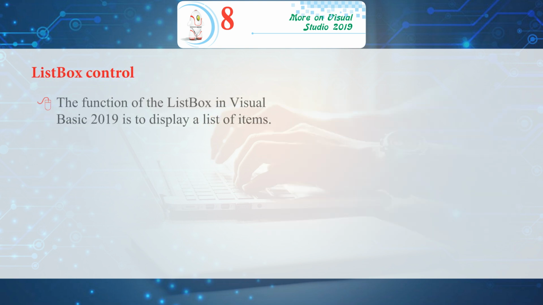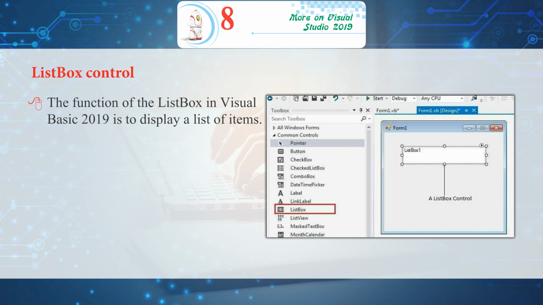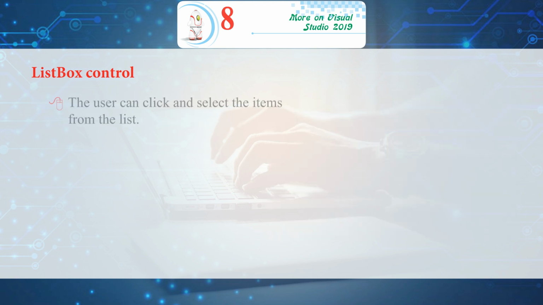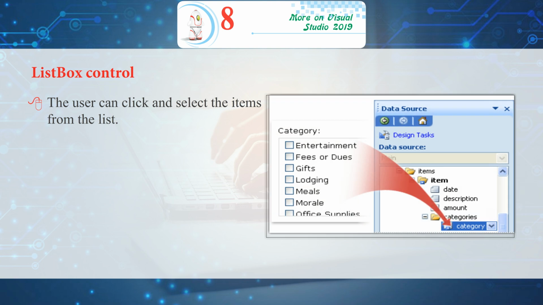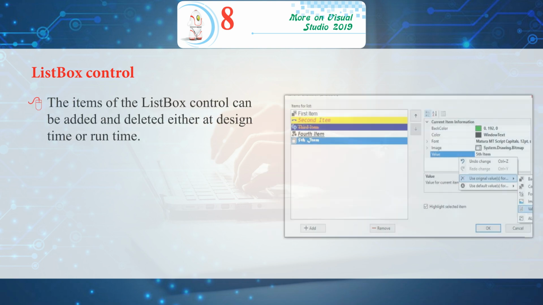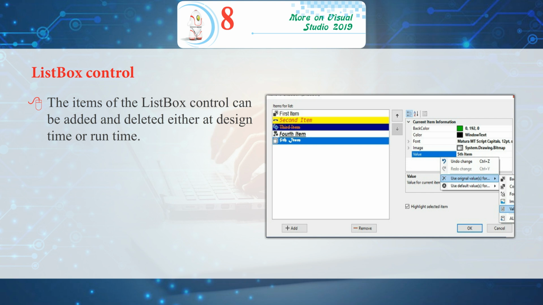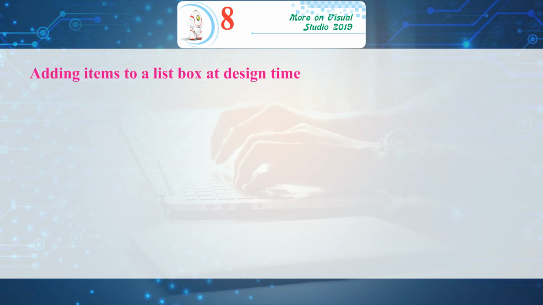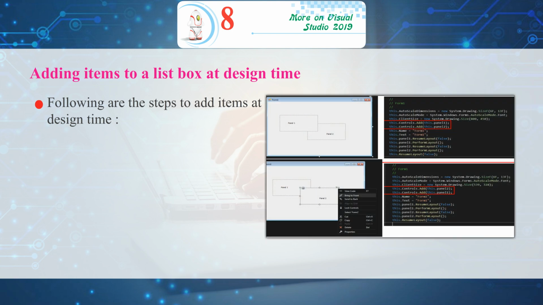List Box Control. The function of the list box in Visual Basic 2019 is to display a list of items. The user can click and select the items from the list. The items of the list box control can be added and deleted either at design time or run time. Adding items to a list box at design time. Following are the steps to add items at design time.